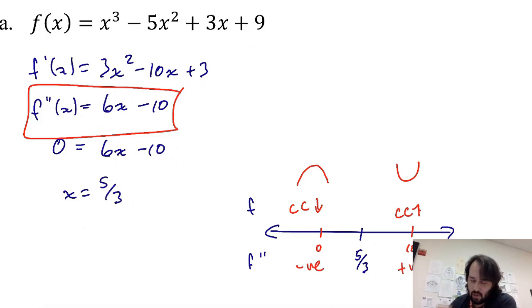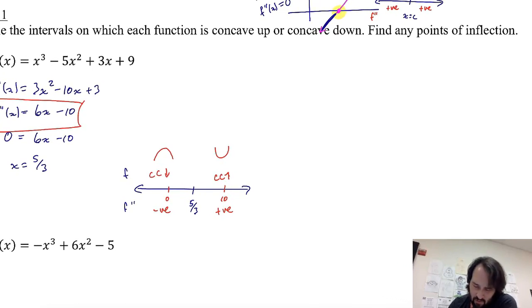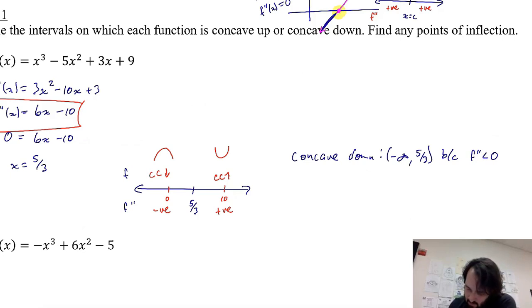But since I'm changing concavity, 5/3 is definitely a point of inflection, right? And I can tell the intervals where it is concave down, where it is concave up. So what I want to do is, it's not a part of the problem, but let me finish answering the problem. Determine the intervals on which it is concave up, concave down. So concave down on the interval from -infinity to 5/3, because f double prime of x, I'll just say f double prime, is less than 0. Concave up on the interval from 5/3 to infinity, because f double prime is greater than 0.